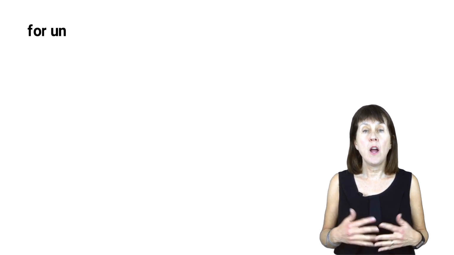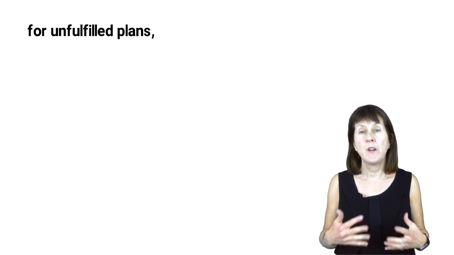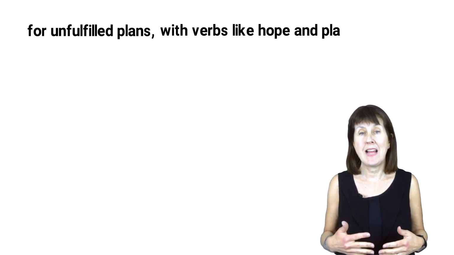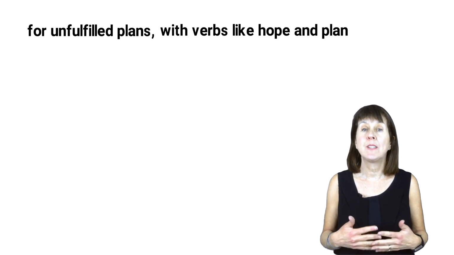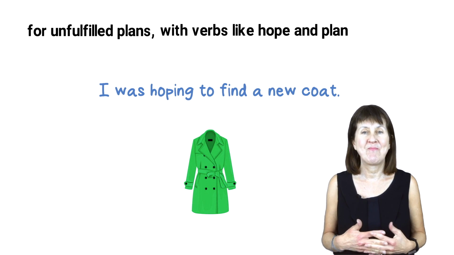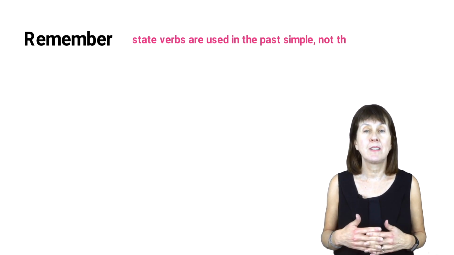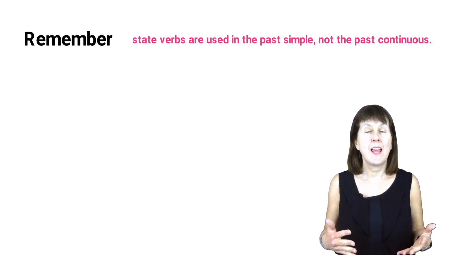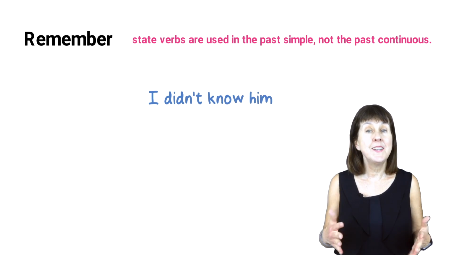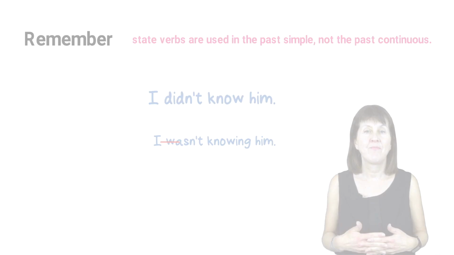Finally, for unfulfilled plans, we also use the past continuous with verbs like hope and plan. So for example, I was hoping to find a new coat, but I didn't find one. Also remember, state verbs are used in the past simple and not in the past continuous. So you would say, I didn't know him, and not I wasn't knowing him.